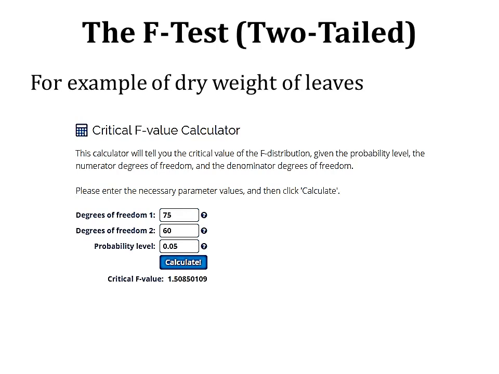Now we put the values of the second example that we used. We used the example of the dry weight of leaves taken from two different fields. And what were our V1, V2, and the probability level? So our V1, the degree of freedom of the sample with greater variance, was 75, and V2, which is the degree of freedom for the sample with lesser variance, was 60. The probability level against which we are checking is 0.05, and when we calculate, we get the result, which is 1.50850109, and this is 1.51. And again, you can see that this is exactly the same value that we got from the table.